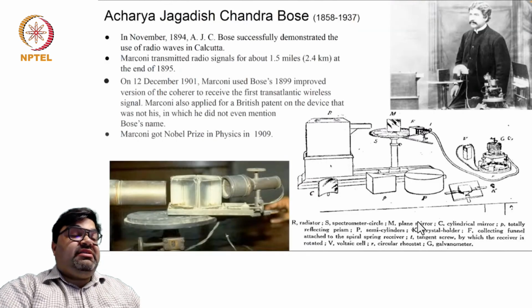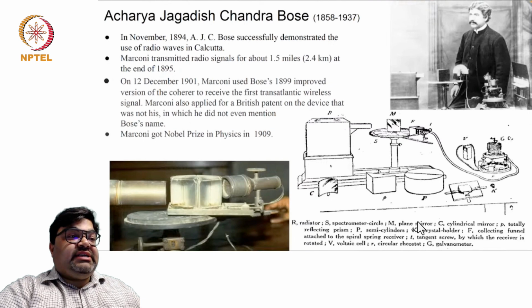However, we have a little bit of a different take on that. Closer to home, Professor Acharya Jagadish Chandra Bose was the first person who actually demonstrated, way before Marconi did, the transmission of radio signals for more than 1.5 miles. On 12th December 1901, Marconi actually used Bose's 1899 improved version of the coherer to receive the first transatlantic wireless signal. It's all documented.